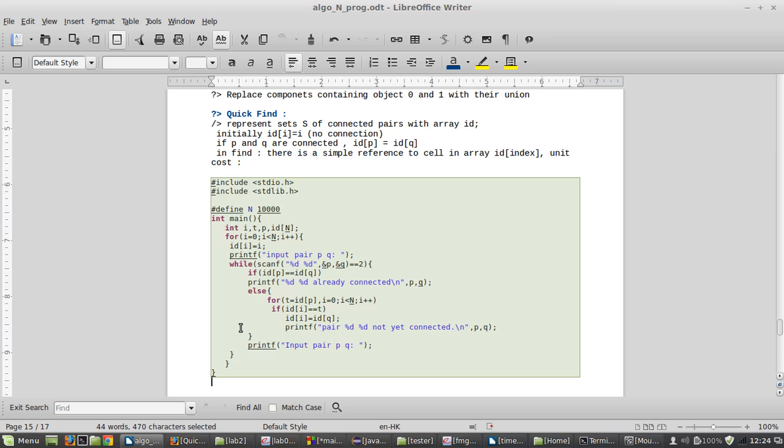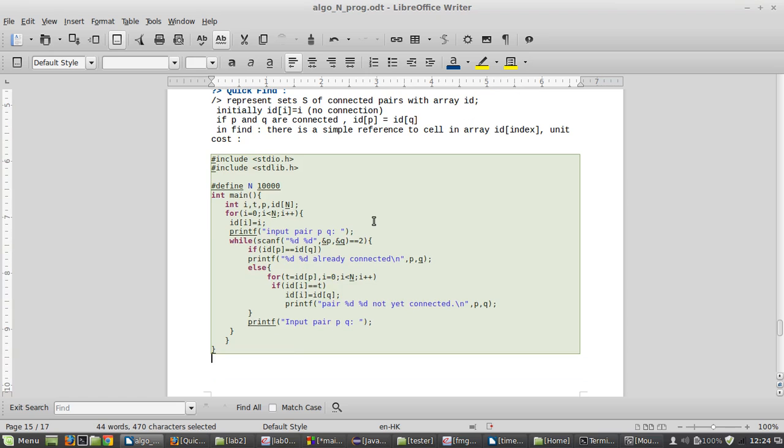And now I present you these two concepts very quickly, called quick find and quick union. For quick find, you represent the set of connected pairs with an array of IDs.